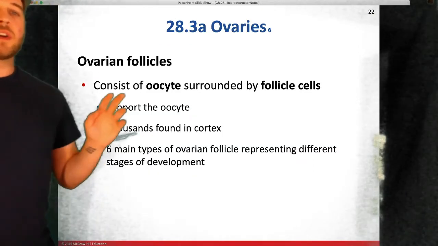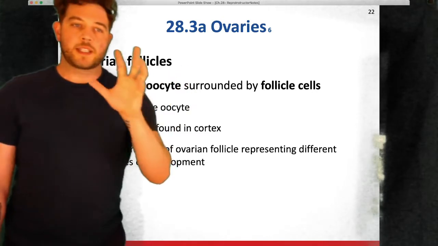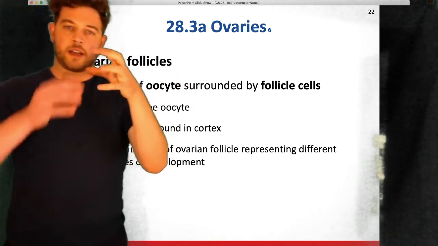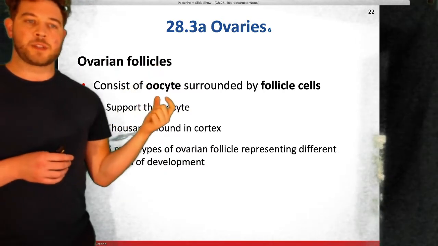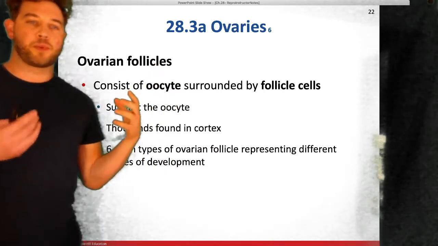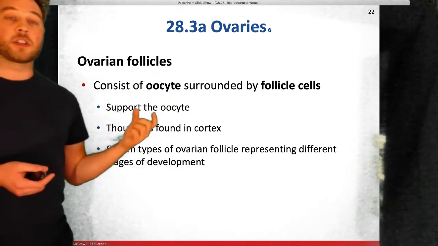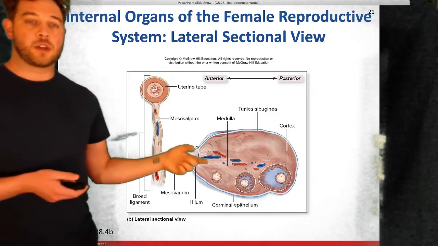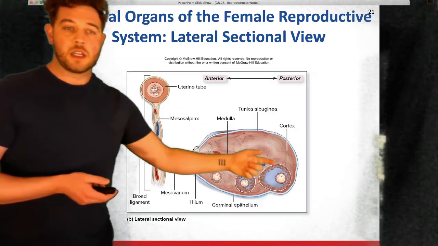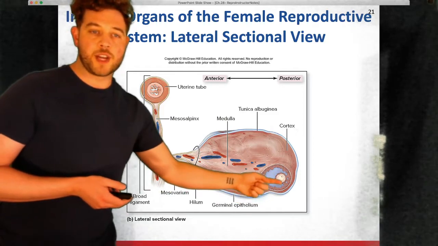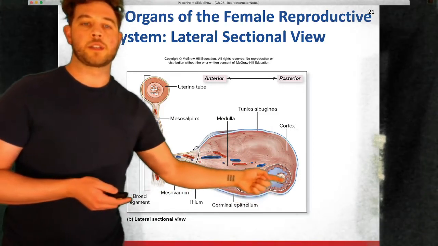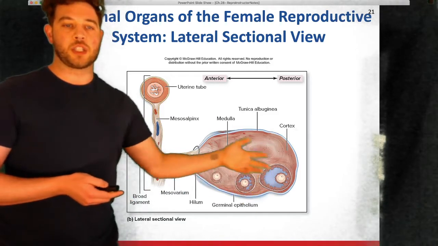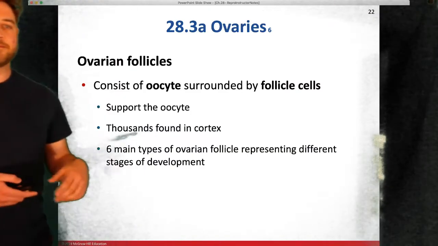All right, so ovarian follicles. It's important to understand that in the ovary, you have a follicle that contains an oocyte. The follicle is there to support the actual oocyte. So here is your ovary, here is a follicle, and inside the follicle is the oocyte. And then you have your follicular cells and your antral fluid that are supporting the developing oocyte.